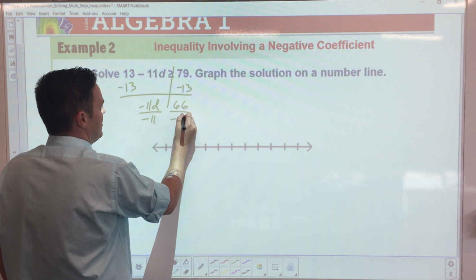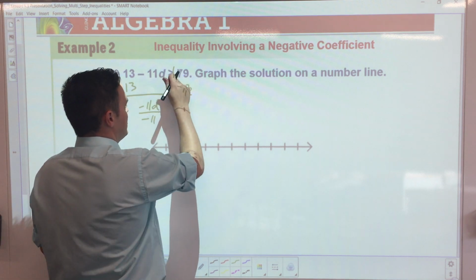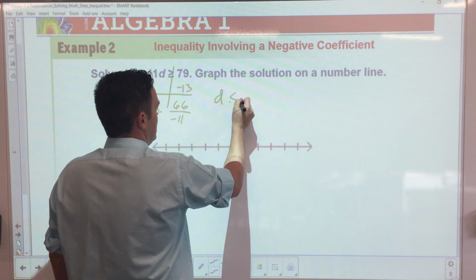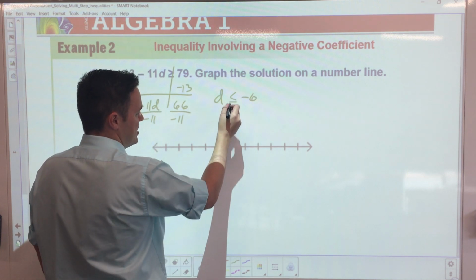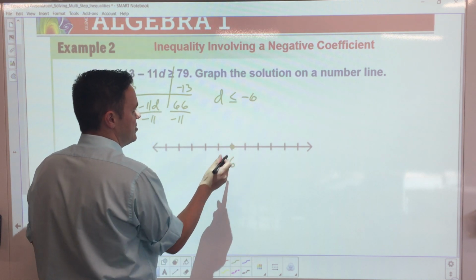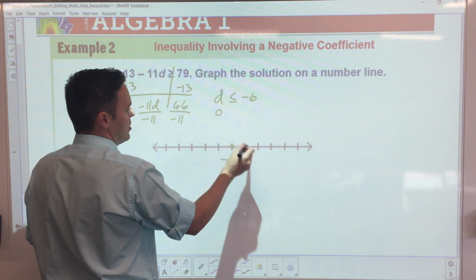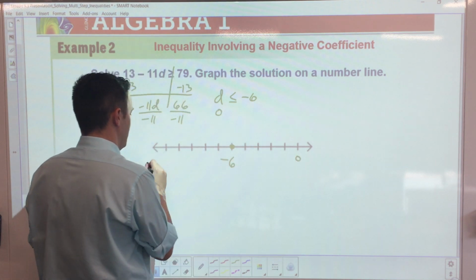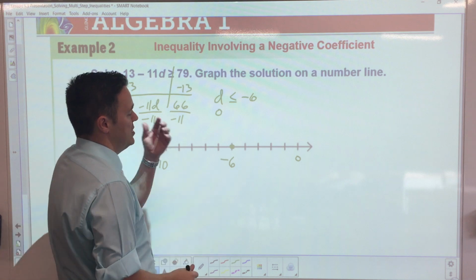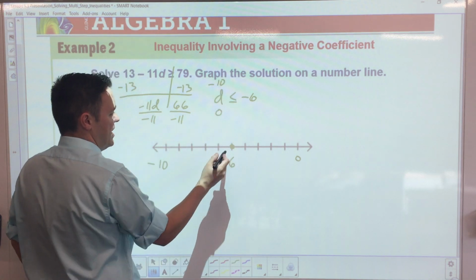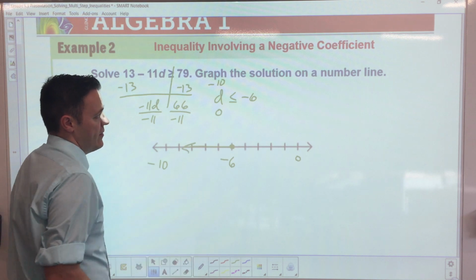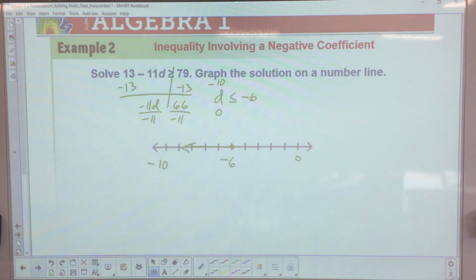All right, divide by negative 11. We're dividing by a negative, so we need to switch the sign. So it's going to be negative 6. So my product is -6. That's going to be a closed interval. If I plug in 0, so if I had 0 over here and -10, which one of them would be a true statement? On this one, ladies and gentlemen, -10 would be a true statement. So your graph is going that way.